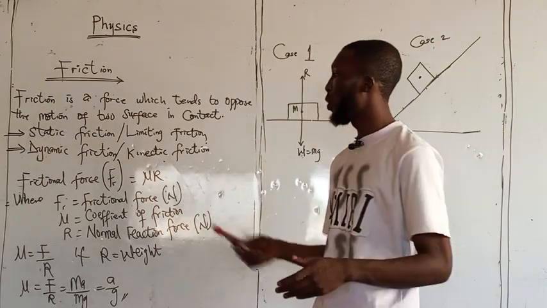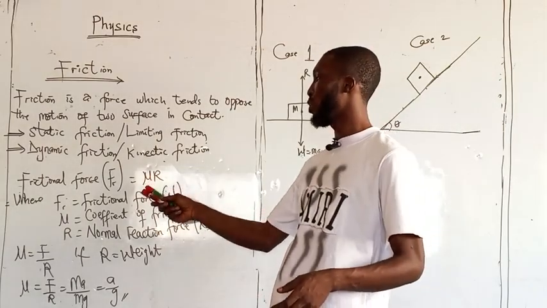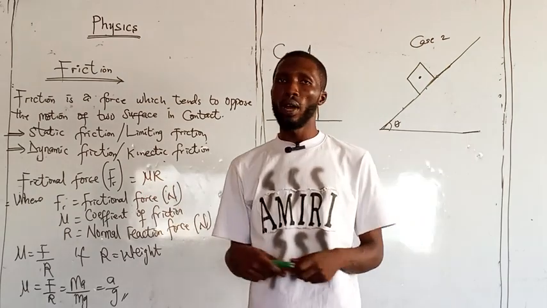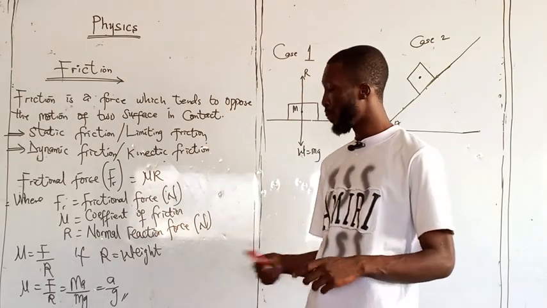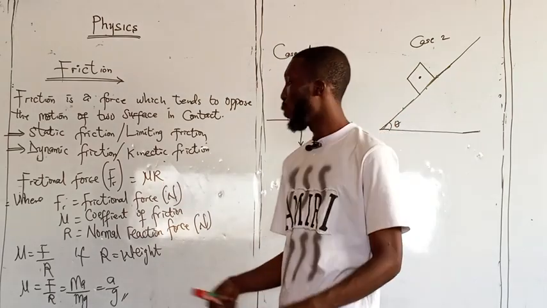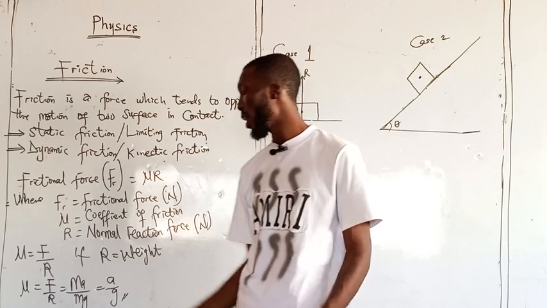So the frictional force is given by the symbol μR, where μ stands for coefficient of friction, R stands for normal reactional force. We'll see where we get this formula from later on. So as such, we can say that our coefficient of friction is equal to F over R.